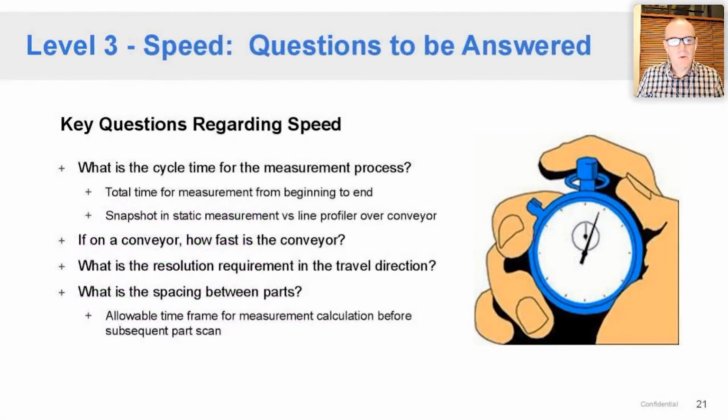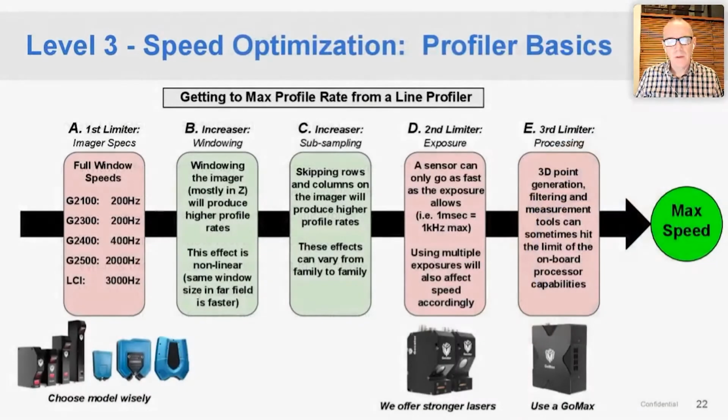So some of these questions, as I mentioned, cycle time. That's, how much cycle time do you have for the measurement? If it's a snapshot type sensor, if it's moving, how fast is that conveyor moving? And you also may want to ask yourself what kind of spacing do you have between parts? Because that'll also determine how much time you have to calculate when you're doing measurements. So this can get a little bit complex, but I'll try to demystify it for you a bit.